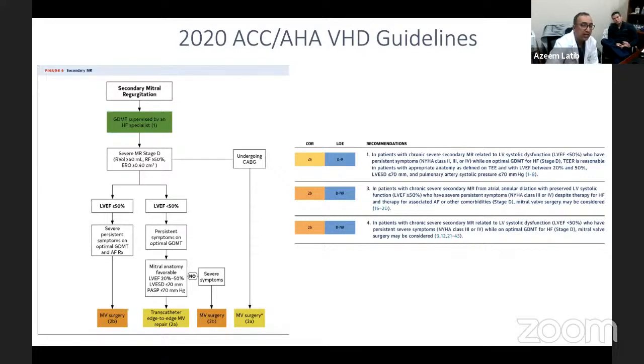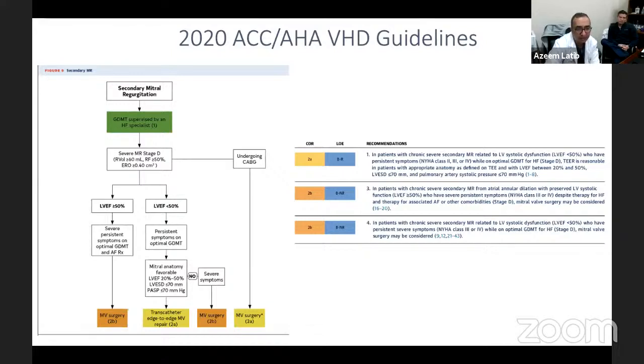What they say is, if you have a patient with functional or secondary MR, the patient has to be on GDMT, which is supervised, and this is interesting, by a heart failure specialist. This does not necessarily have to be someone who only does heart failure, but someone with a lot of experience in heart failure who can make sure the patient is on optimized medical therapy. Once they've been optimized on GDMT, you then evaluate their MR.